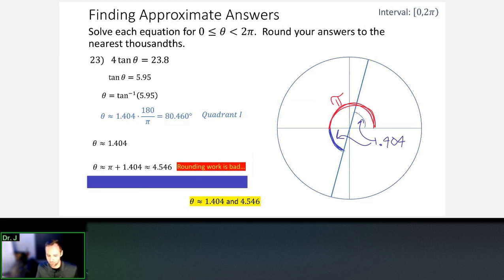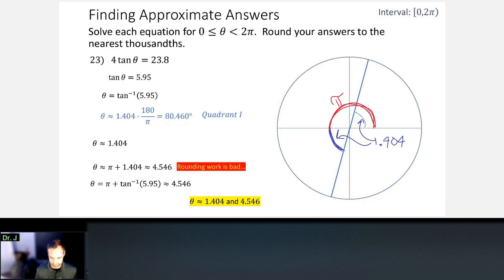But using rounded work is bad. So instead of using 1.404, we should use the arctan of 5.95 in place of this, so that we're using exact values and not rounded values in our work. Usually we get the same answer, right? In this case, we get the same answer, so it didn't hurt us to use rounded work. All right, how does everyone feel about this problem? Super good, I hope.